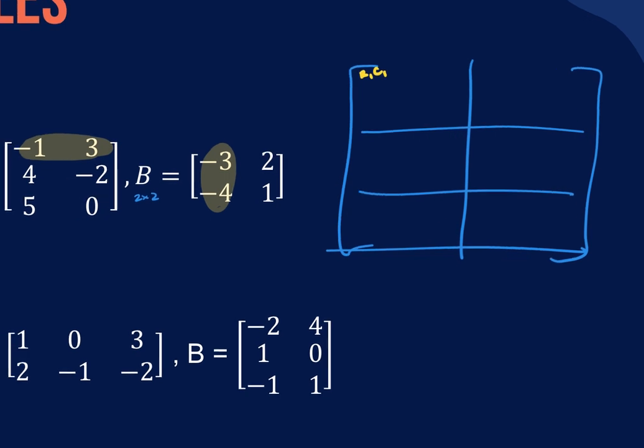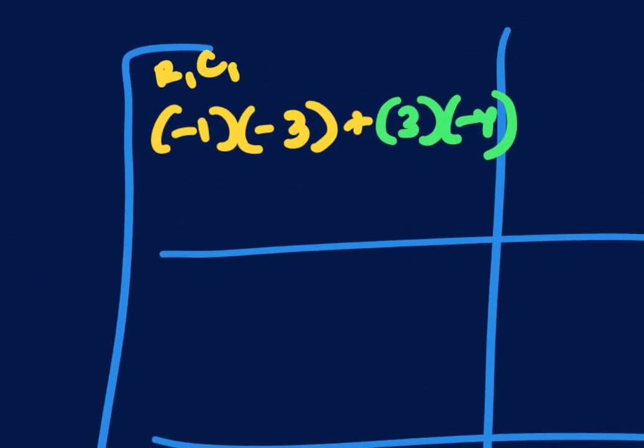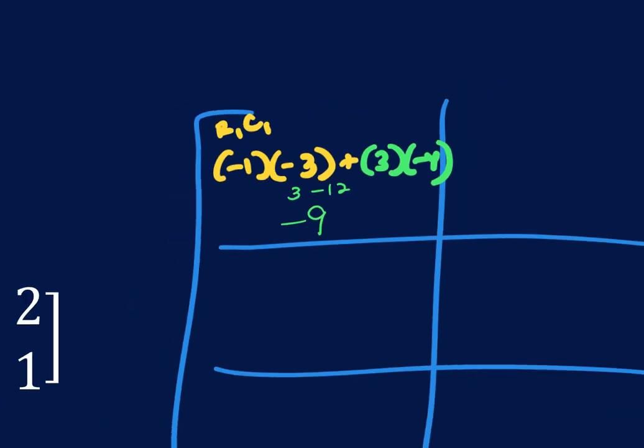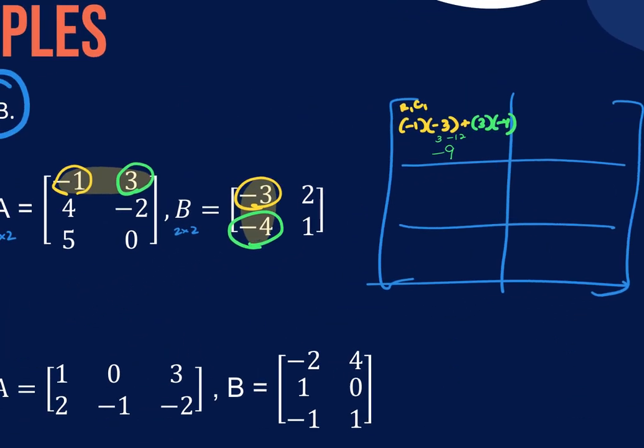I do the first in each, so -1 times -3 plus, which would be 3 times -4. So again, we go across on the first one and down on the second one, row and then column. And then I'd add them together. So I'd get +3, -12, and this one's going to be -9. I'm just going to keep repeating that process. So I'm going to erase this.